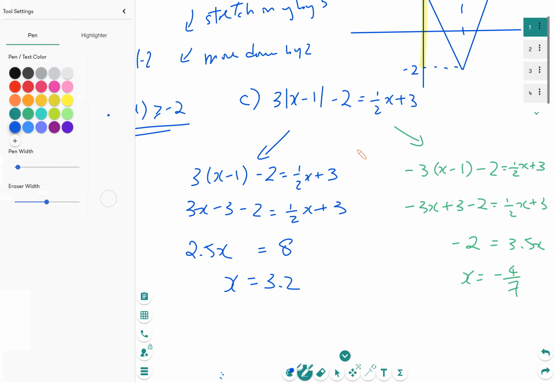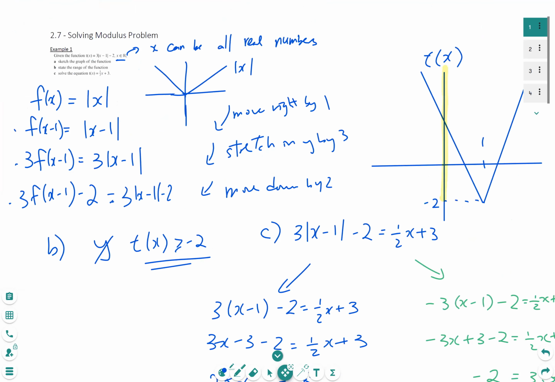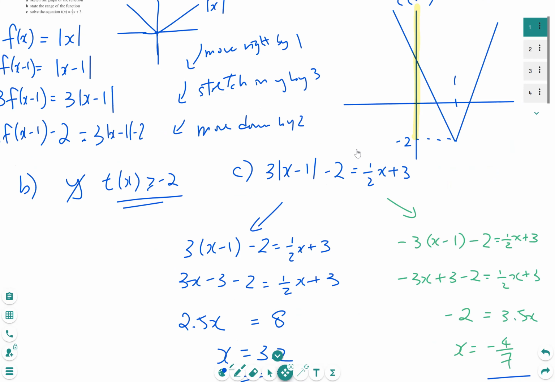So we've got two answers, and we've solved it. These are the answers. Okay. Any more? That's it. Example number 1. Practice. Have a go at the question.